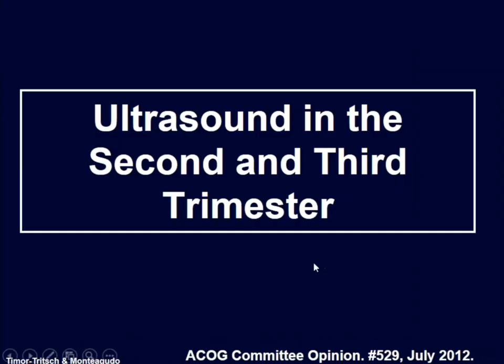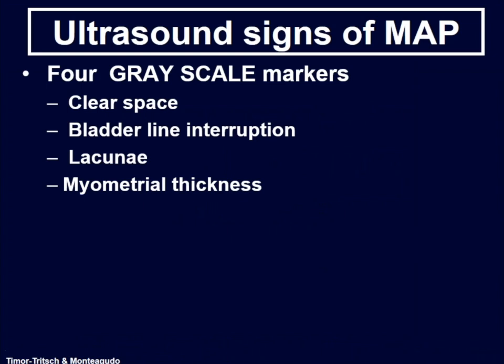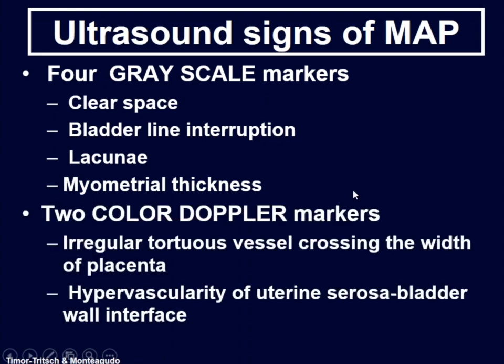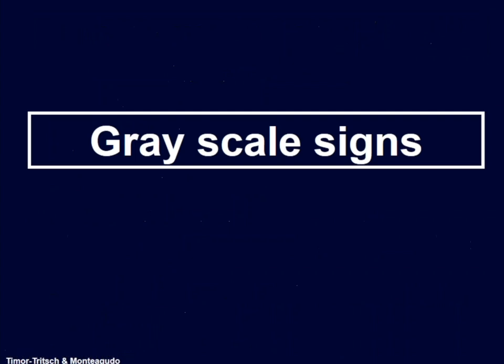Let's talk about the ultrasound in the second and third trimester. What are the ultrasound signs? First of all, the grayscale markers: clear space, bladder line interruptions, lacunae, and the thickness of the myometrium. And then there are two color Doppler markers: irregular tortuous vessels crossing the width of the placenta, and hypervascularity of the uterine serosa-bladder wall interface. And of course, there is the combination of the above.